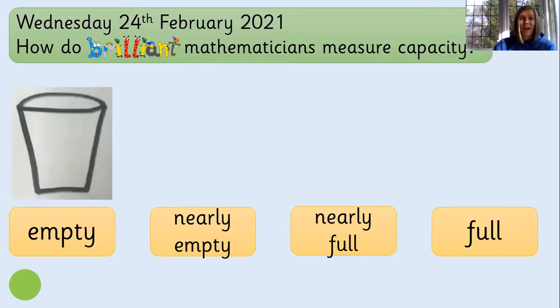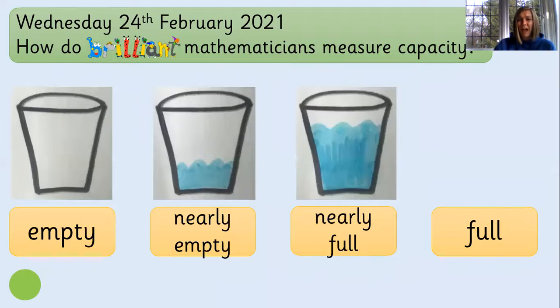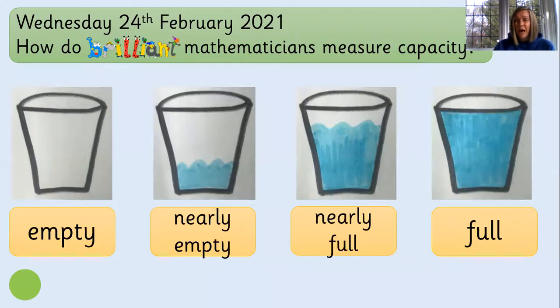So you can see that I've drawn an empty glass there. That was the container I used. Then I added a little bit of water, so it's nearly empty, but it's not quite. Then I added a bit more water, so it's nearly full. And then the last one is when my cup is completely full. So if you did some pictures to match our new words, we would love to see them uploaded to Tapestry.